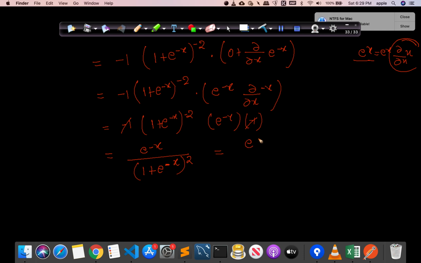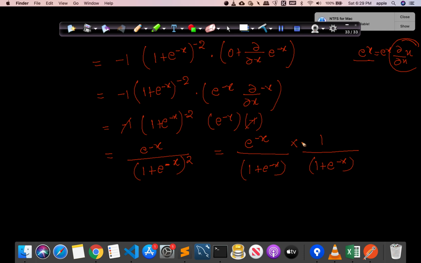Now what we can do is, we can separate this. How we can separate this is, e to the power minus x can be written as this. We can multiply this by 1, and we can write this as 1 plus e to the power of minus x here, and we can also write this as 1 plus e to the power of minus x, because we have just rearranged this according to our needs.